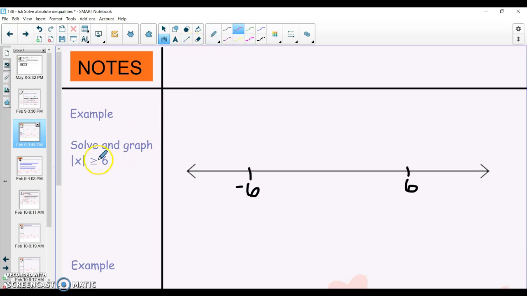Now, I want the distance to be greater than or equal to. If we remember our graphing, we want a full dot, and we want our distance to be greater than that. Well, if this is where 0 is, give me a number that has a distance greater than 6 from 0. 7. 7 is over to the right. Isn't -7 the same? It is, which is to the left. So that's what your graph would look like.